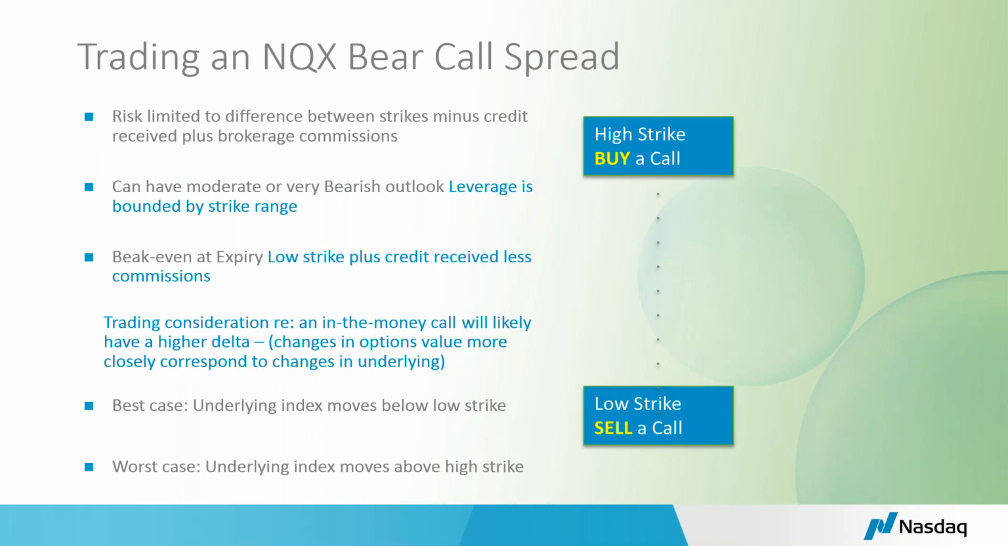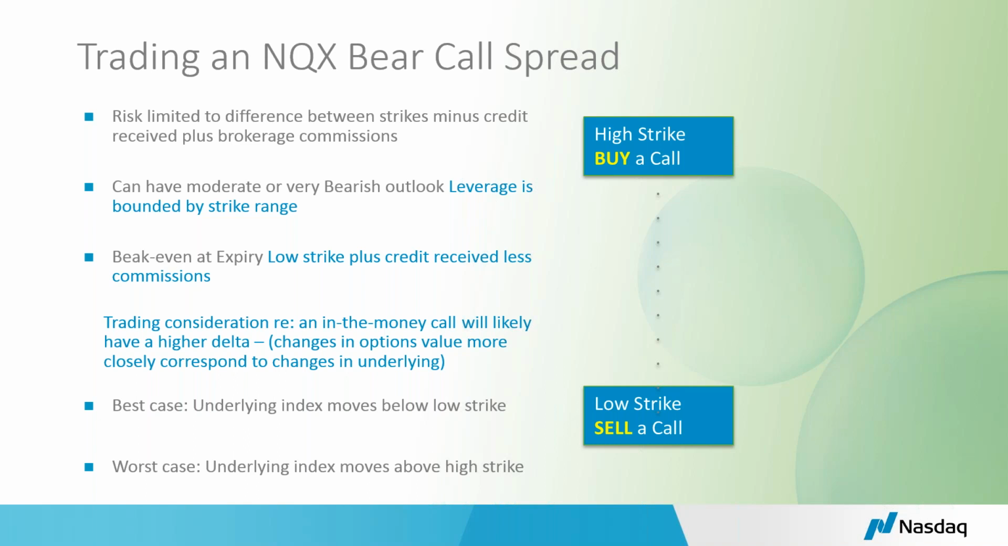So the strategy that we have chosen today is to execute an NQX bear call spread. And this is a simultaneous purchase of a high NQX call strike and selling of a low call strike on the Interactive Brokers platform. Now, the risk characteristics of a bear call spread are such that the risk is limited to the numerical difference between the strikes. But then you need to add back in the credit that you received for selling this call spread. And then, of course, you have to take into account brokerage commissions.